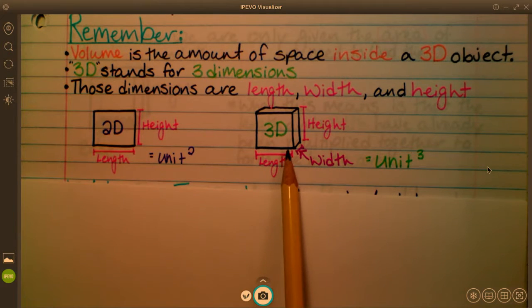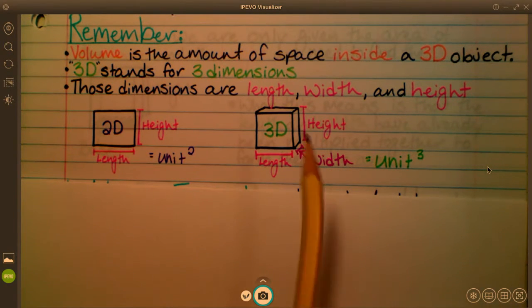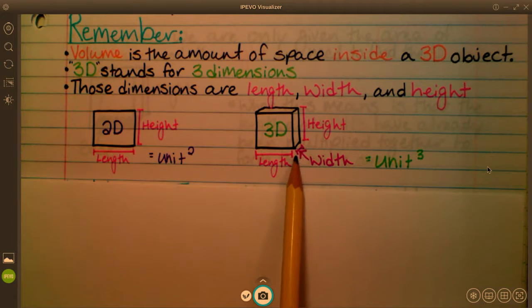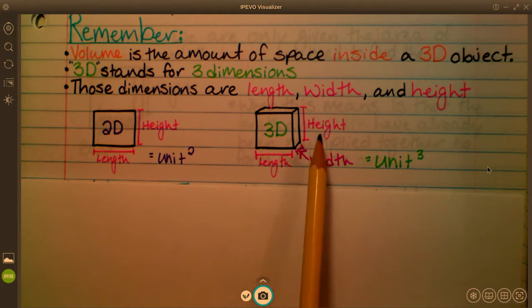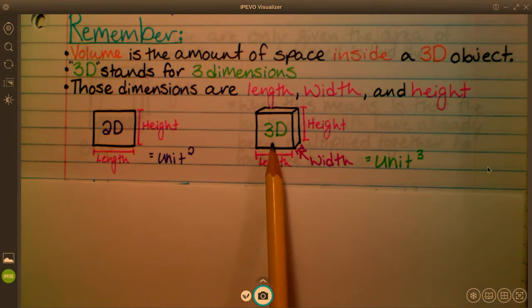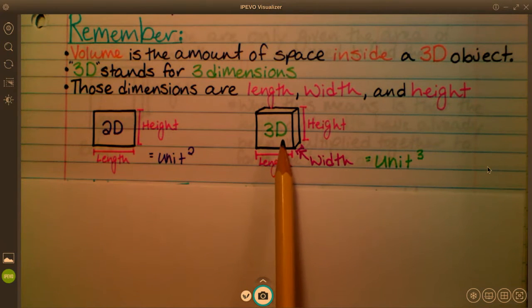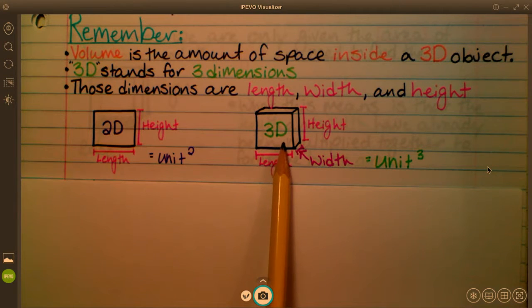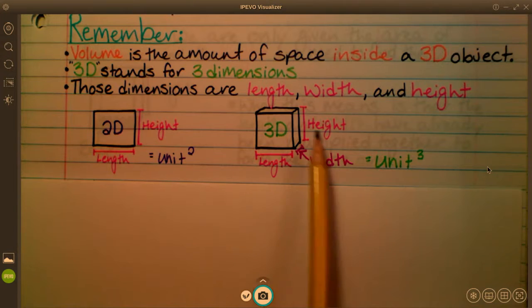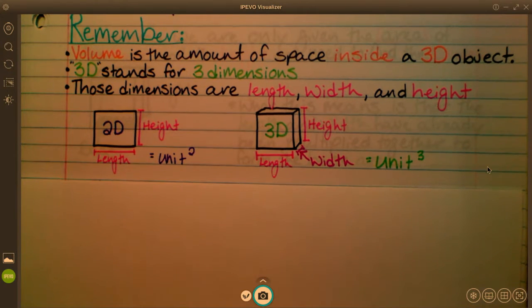But then if we come over to our 3D shape, we still have length and height, but we're adding that 3rd dimension that makes everything more realistic, and that is width, how thick it is. So since we have length, width, and height, 1, 2, 3, it is a 3D shape. This is the difference between a square and a cube. A cube is 3D, or a rectangle and a rectangular prism. A rectangular prism is 3D. And since it's three-dimensional, we need our little 3 in our unit.